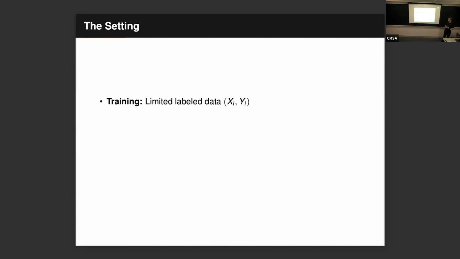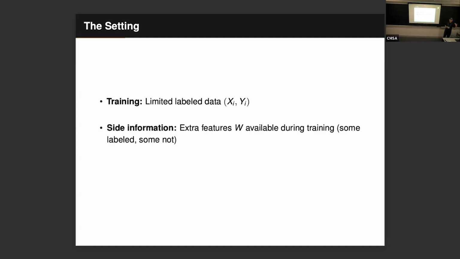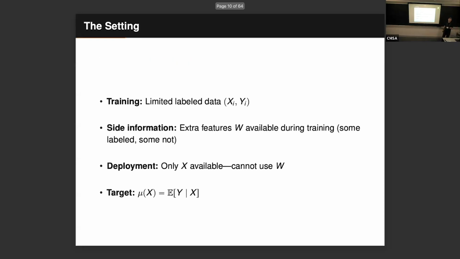Okay, so we start off with a training data set. It's pretty small. We have some side information, which throughout the talk I'm going to call W. And this is only available during training. So at test time, I'm not able to use the side information. I only have X. And in that case, my target is just going to be the conditional expectation of Y given X. So again, I can only use this W information during training, but at test time, I have the X's. And so my target then is this conditional expectation.